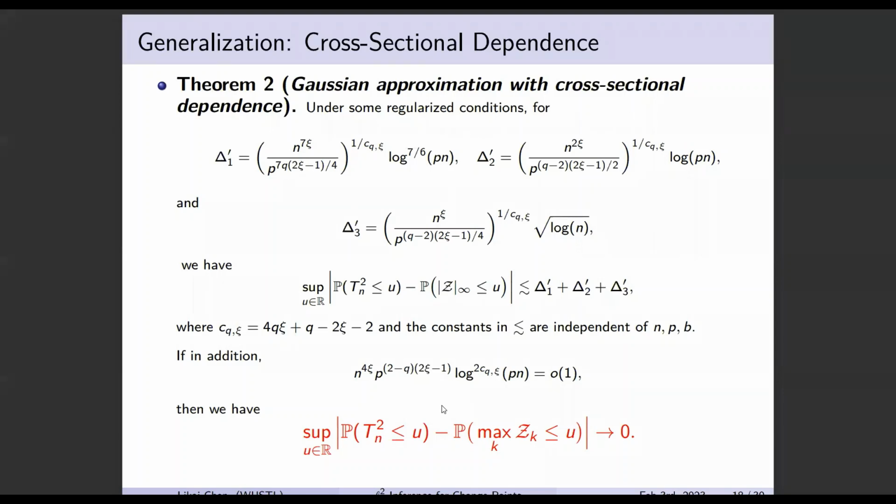So based on this conclusion, same as before, we can perform our hypothesis testing. We can determine whether we shall reject the null hypothesis that there is no signal based on this normal approximation and the corresponding quantile for the maximum over k of Zk.